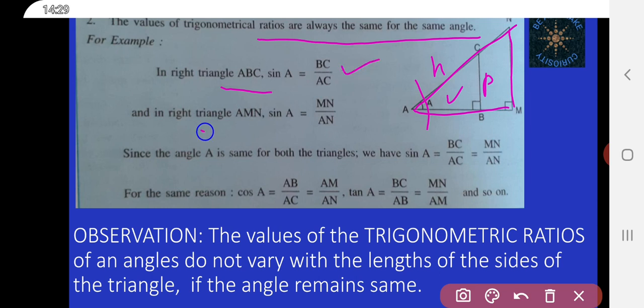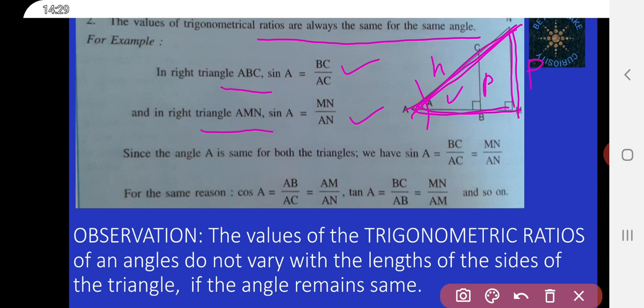For right angle triangle AMN, P is this MN and H is your AN. So sin A equal to MN by AN.